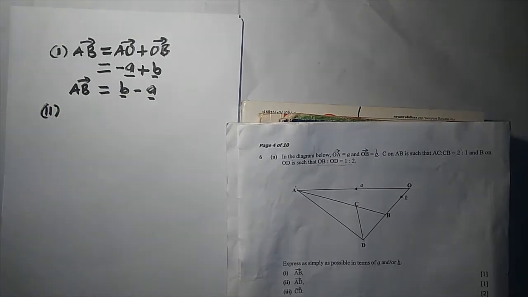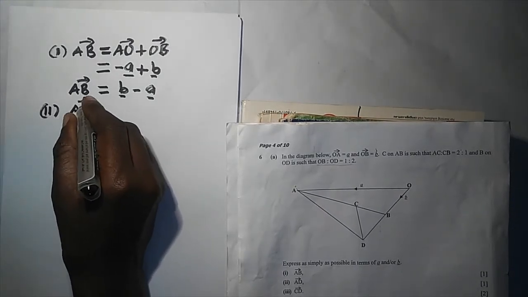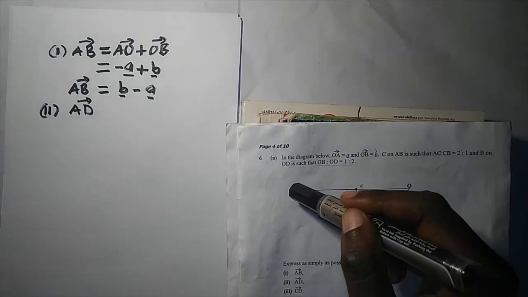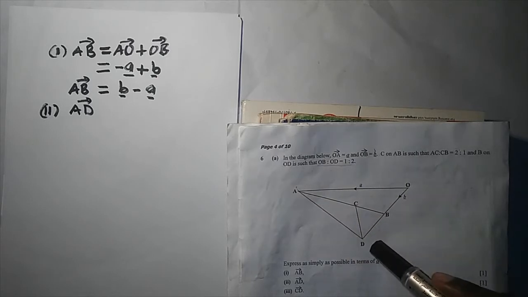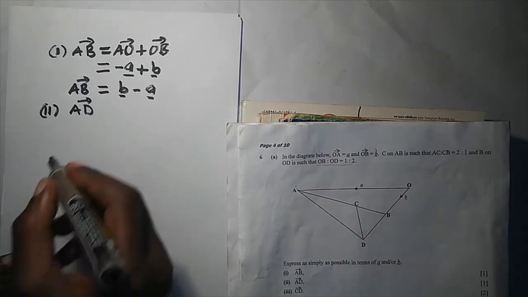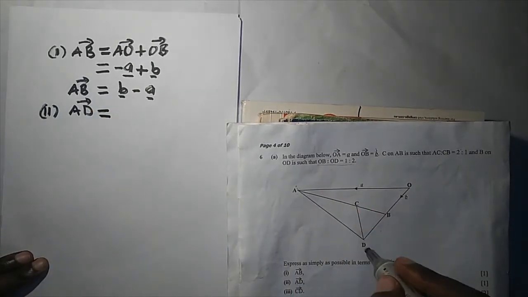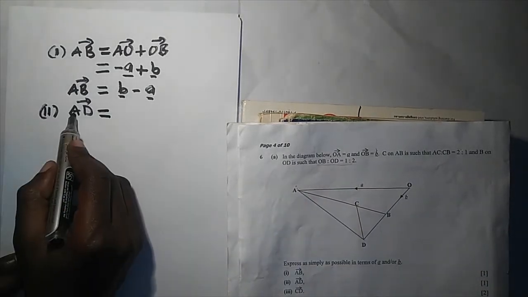Question 2 says find AD. We are finding here from A all the way up to D. So for us to find AD, we are going to write the formula. Remember, if the question says find AD, you always have to start from A. Your formula should always start with the first letter that you have here.